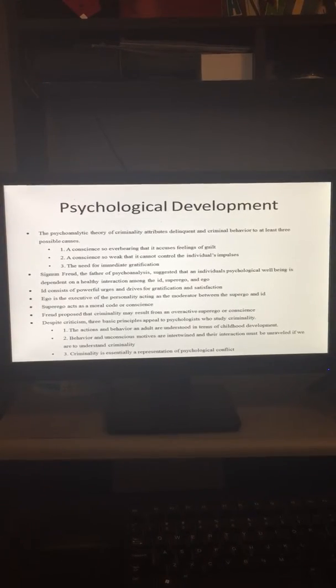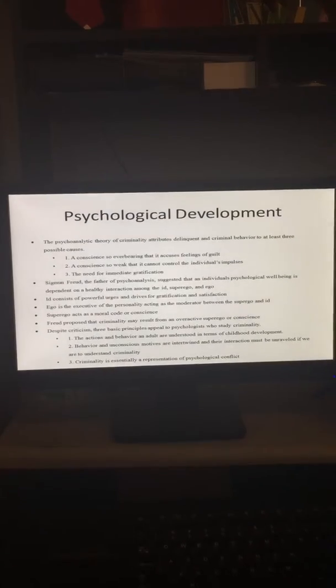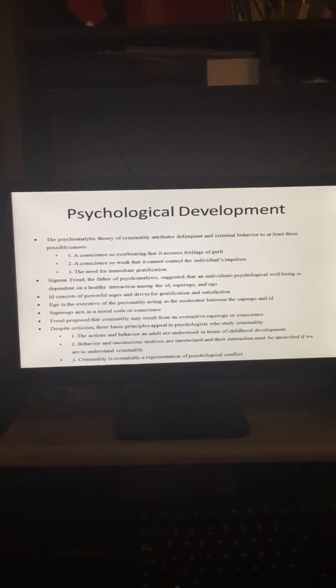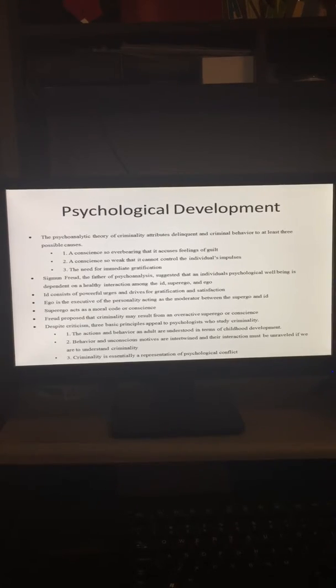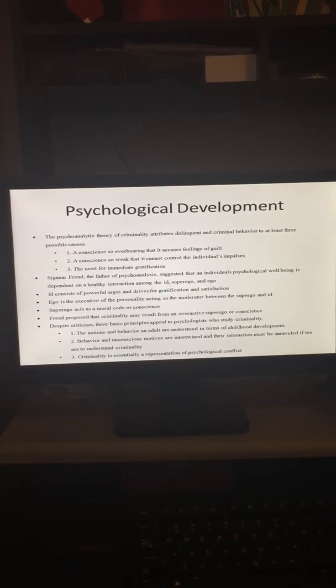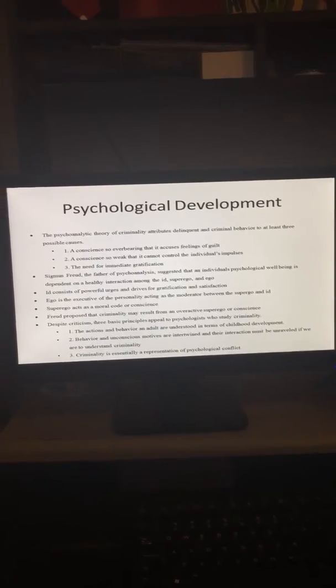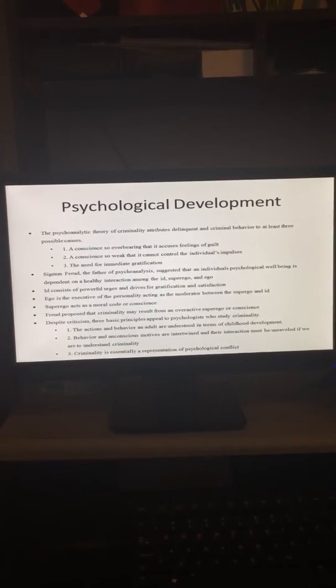Psychological development. The psychoanalytic theory of criminality attributes delinquent and criminal behavior to at least three possible causes. A conscience so overbearing that it produces feelings of guilt. A conscience so weak that it cannot control the individual's impulses. The need for immediate gratification.